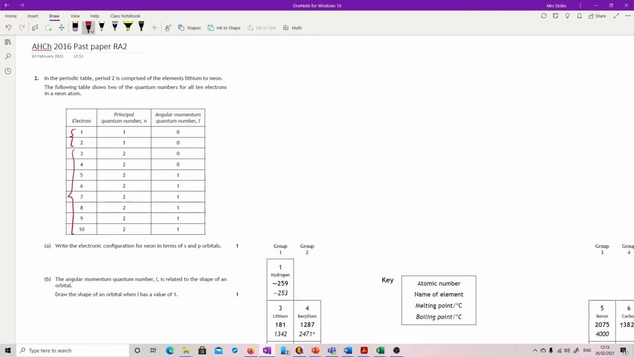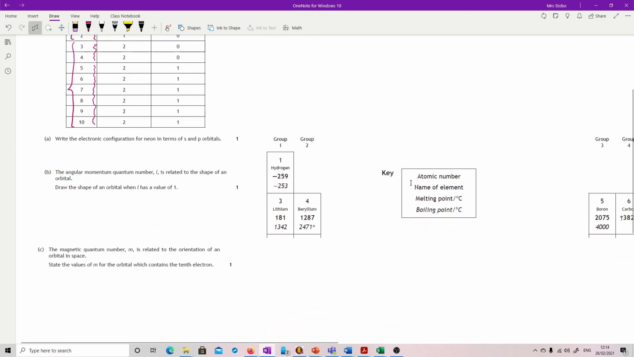You also should know that this is actually 1s. There's your 2s, and these ones are in 2p. Okay, so we've got our principal quantum number, so our level, and then we've got the angular momentum number, so the subshell, the shape that it's in. Okay, right, so write the electron configuration for neon in terms of s, p and d.